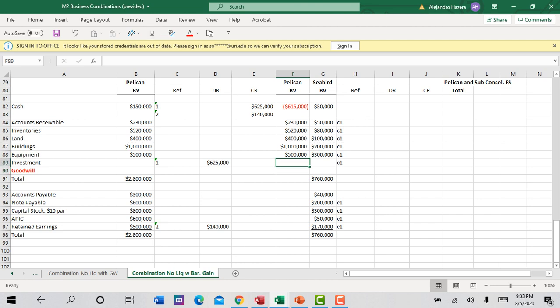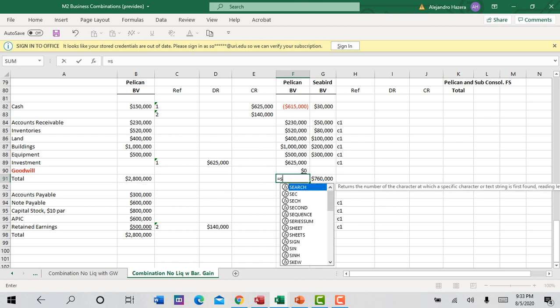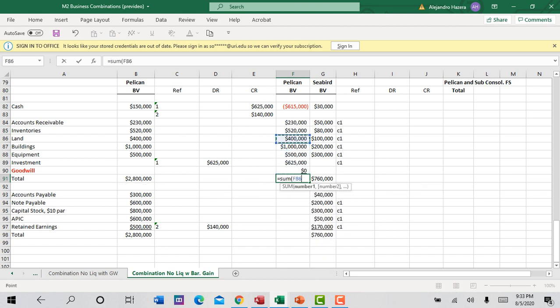And the investment account is actually $625. You created the investment account because you invested in stock. So on the parent's own books, it's showing that it has invested in a stock. Now, at this point, you don't see any entries to goodwill, so goodwill is 0. So we are going to sum these up and see what we get. $2,660,000. That is the parent's assets on their own books out of the parent's accounting system.